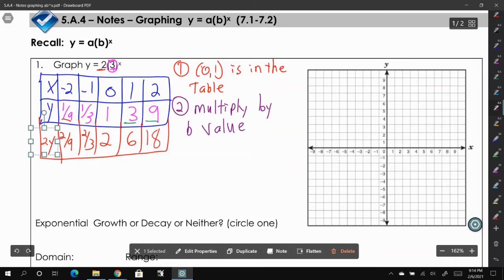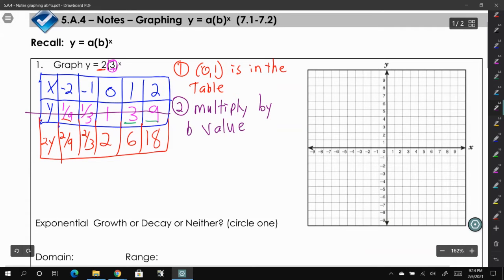And we're going to cross off that middle row. And we're going to plot these points. -2, 2/9. So just get as close to 0 as you can. Get right about there. -1, 2/3. All right, we're getting closer to 1. 0, 2. 1, 6. And for 2, 18, just use your best guess. It's going to go like that.